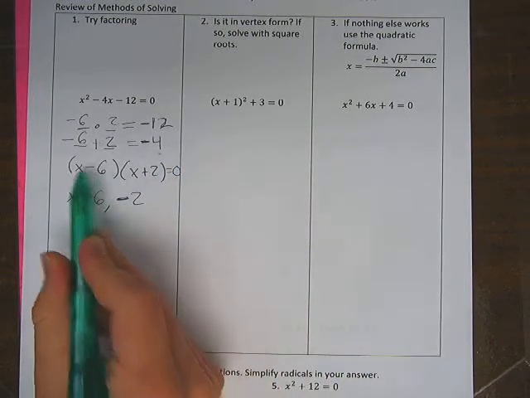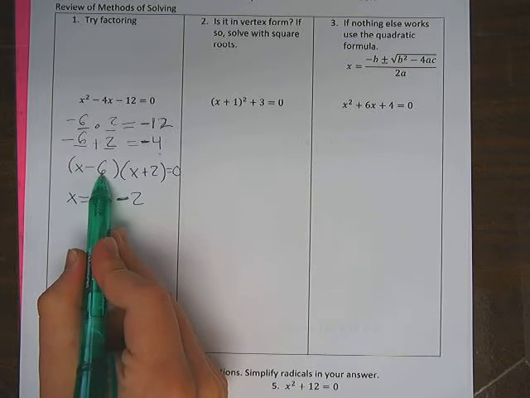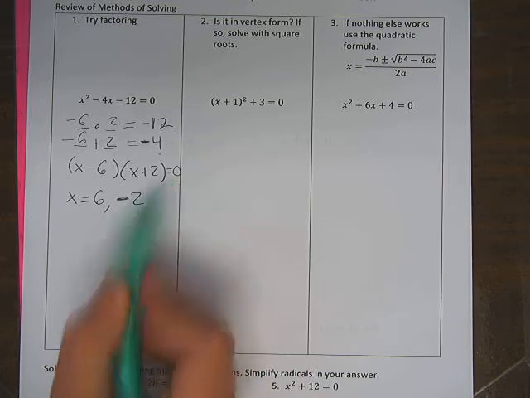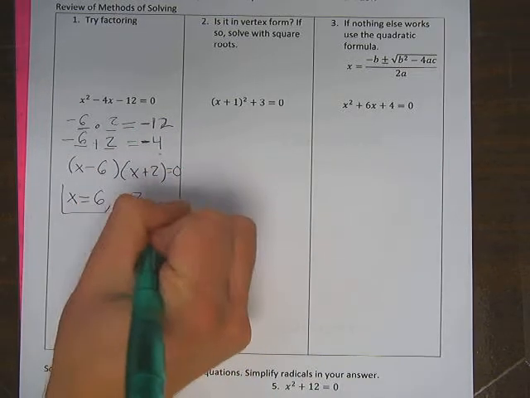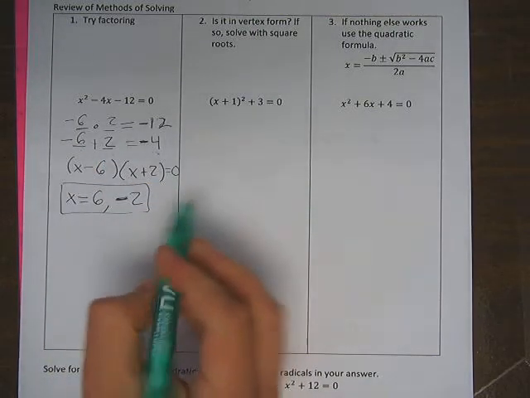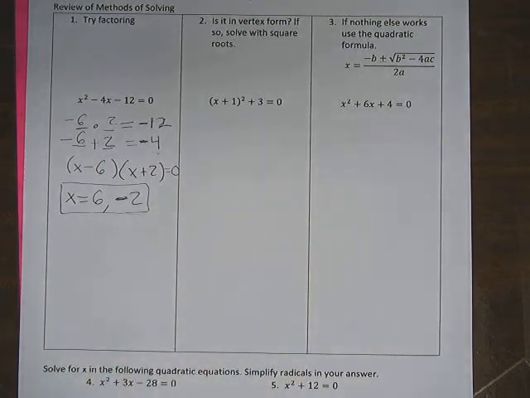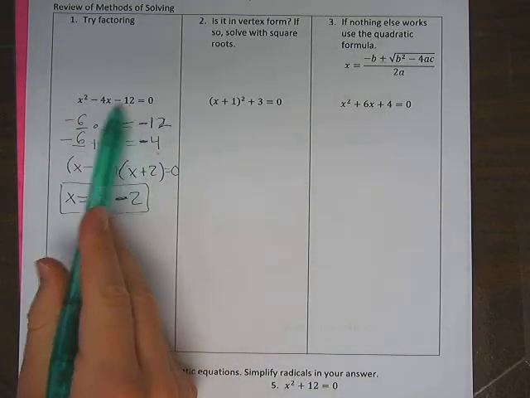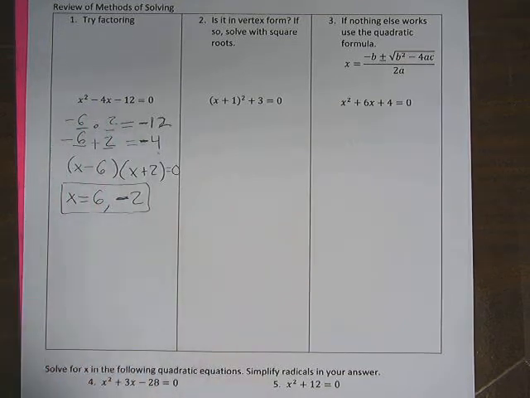Because when I plug in 6 into this, 6 minus 6 is 0 times some other number. It doesn't matter, I'm going to get 0, right? So that will work. So these are our two solutions here. Okay? So 6 and negative 2. So we have those two solutions. That's how you could solve one that you can factor. It's fairly simple, right? The hardest part is just figuring out what numbers multiply to this number and add to this number. Okay?